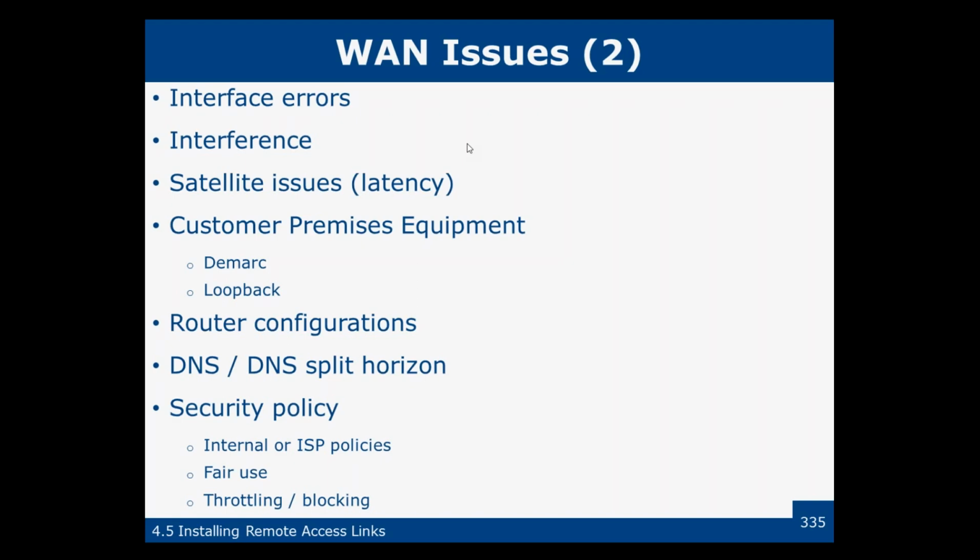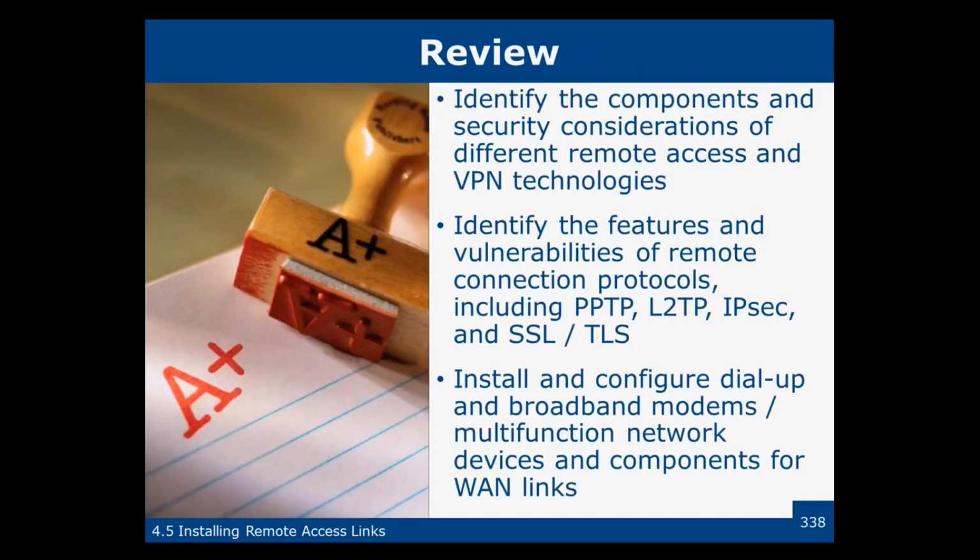Last place I worked, we had a .edu and a .net, and the internal and the external domains were different. It made it easier to keep track of what was going on with those things. Security policies, internal or ISP policies, can affect what's going on, and then fair use, throttling and blocking from the ISP. What are they going to do? How are they going to control our data?